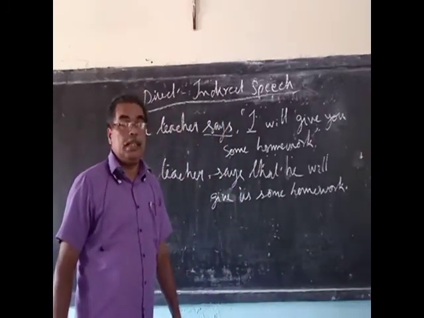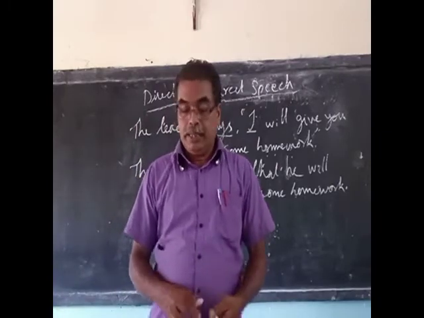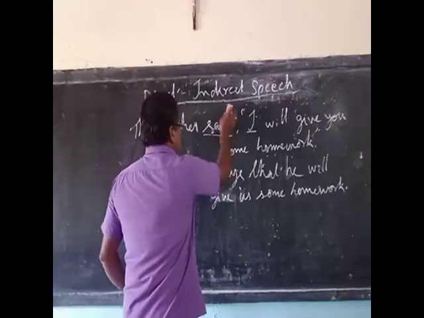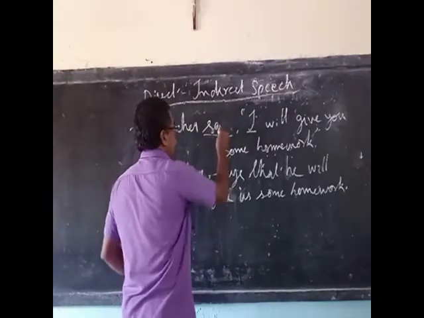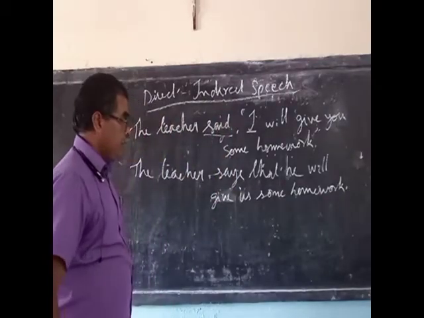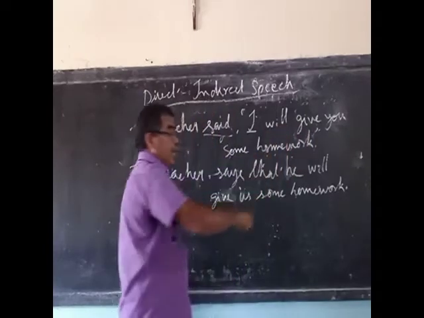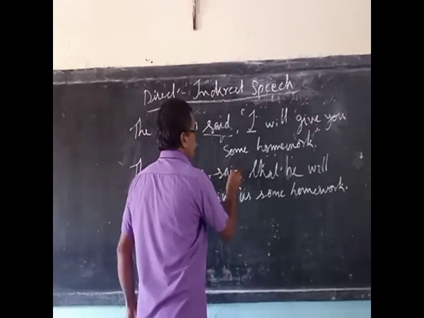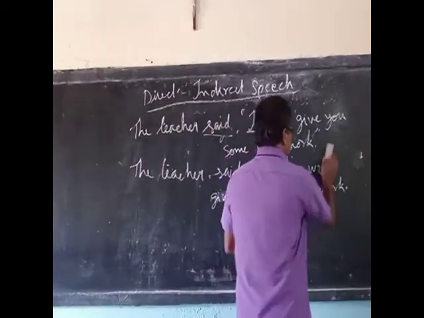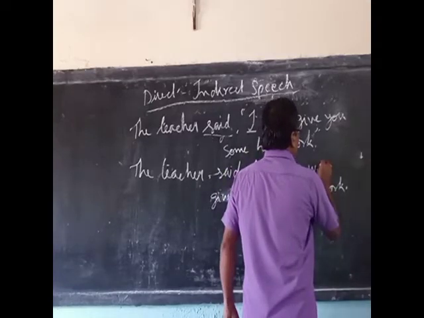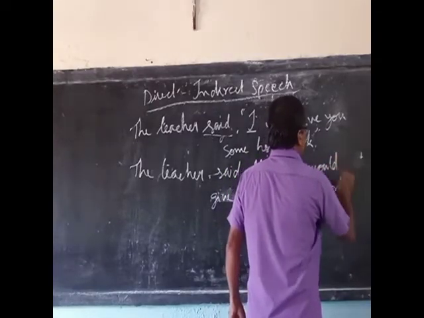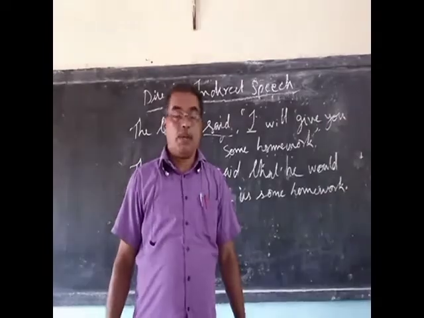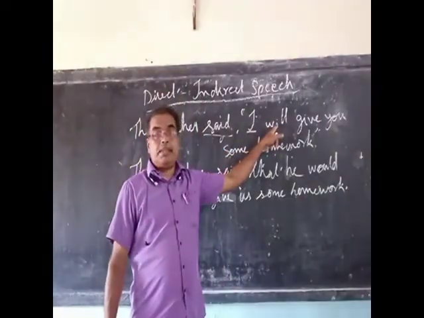Now the second rule says, if the introductory verb is past tense, the tense of the sentence to be changed in the indirect speech will change into its corresponding past tense. That is, if the introductory verb is past tense, the tense of the sentence will change into its corresponding past tense. So it will be, he said that he would. Will changes into would. This change takes place.